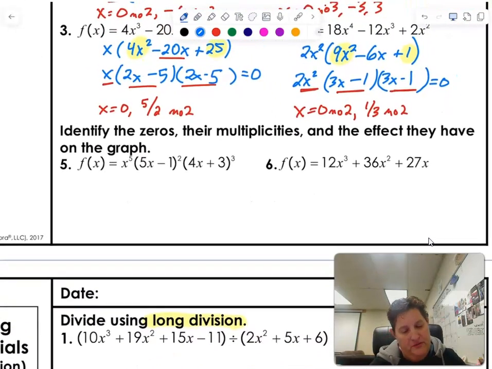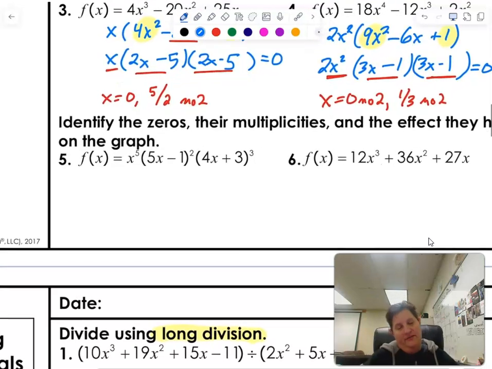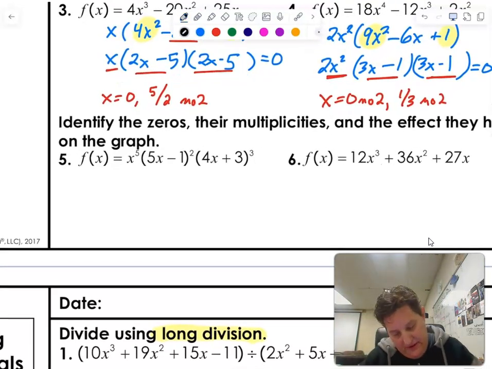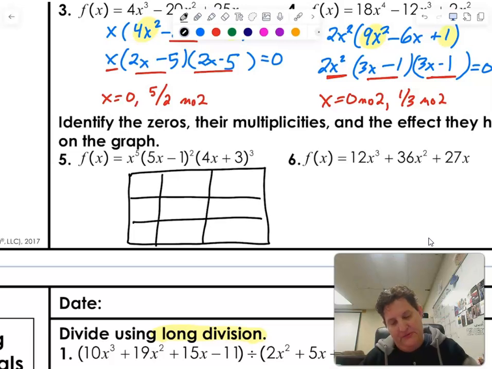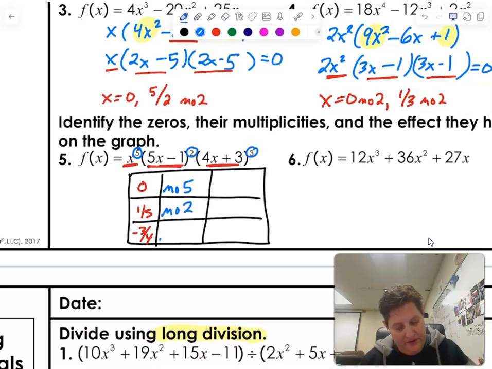Now, on your test, this part with the multiplicities and the effect that they have on the graph. There'll be a little box on your test that asks for what the solution is, its multiplicity, and the effect on the graph. So for this one, the solution there is 0, the solution there is 1/5, and the solution there is negative 3/4. This one has a multiplicity of 5, this one has a multiplicity of 2, and this one has a multiplicity of 3, which means that's how many times each of those occur.